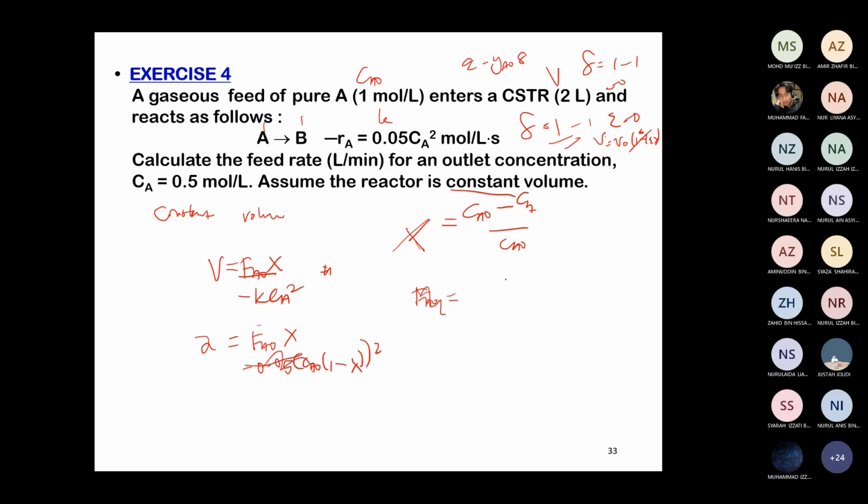So should be V is equal to FA0 X over negative K CA2. CA ni boleh guna je sebab dia dah ada CA here. So replace sahajalah, masukkan dapatlah nilai X dia berapa.